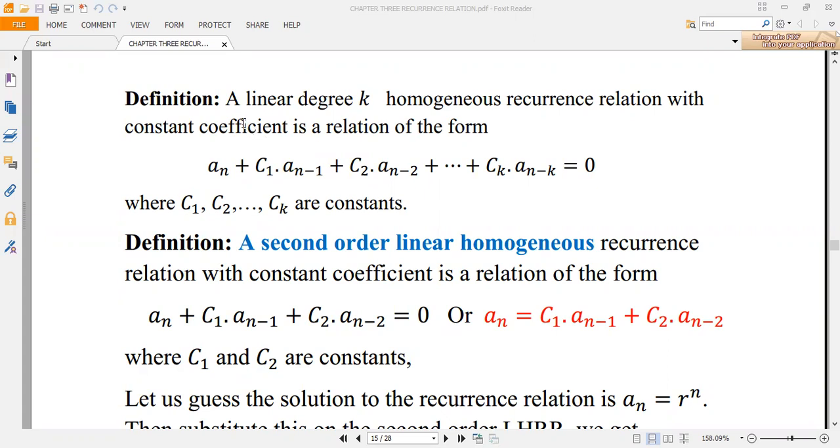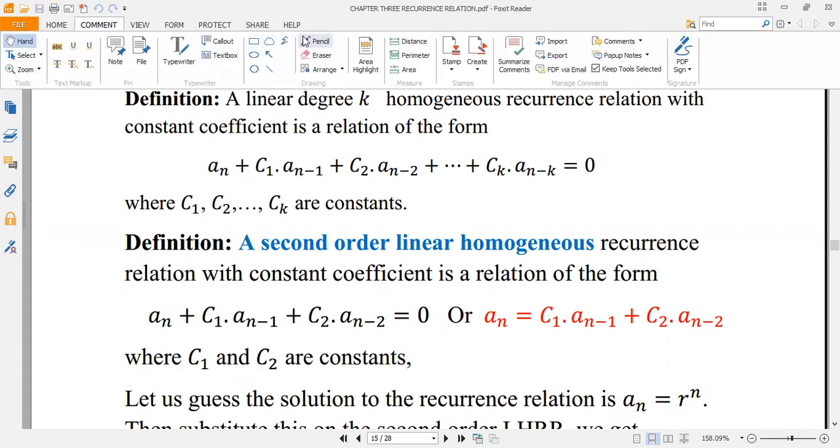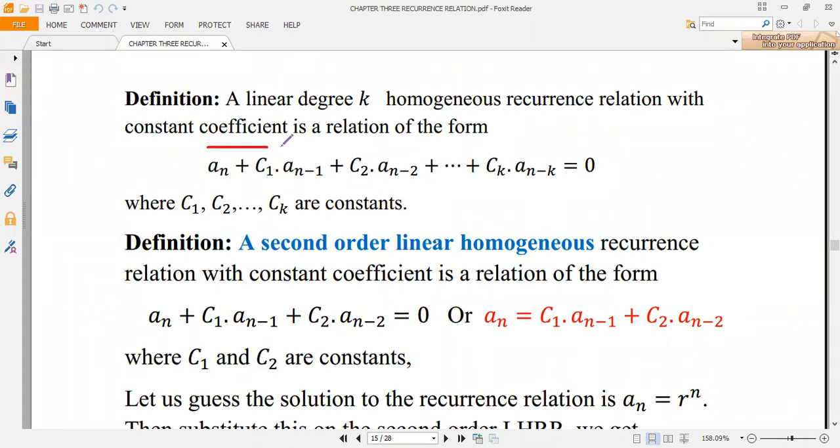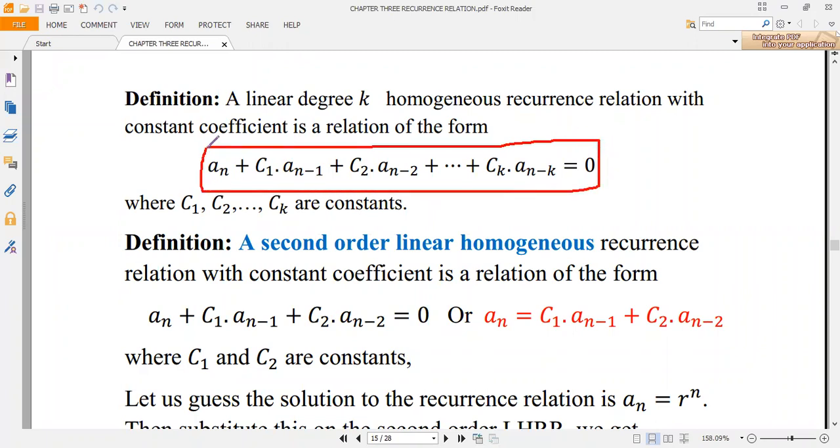So from the definition, a linear degree k homogeneous recurrence relation with constant coefficients is represented or defined by this one, of order k, where c1, c2, ..., ck are constants. So it's a homogeneous recurrence relation with constant coefficients, and it's linear because there is no power or product of the terms of the recurrence relation.